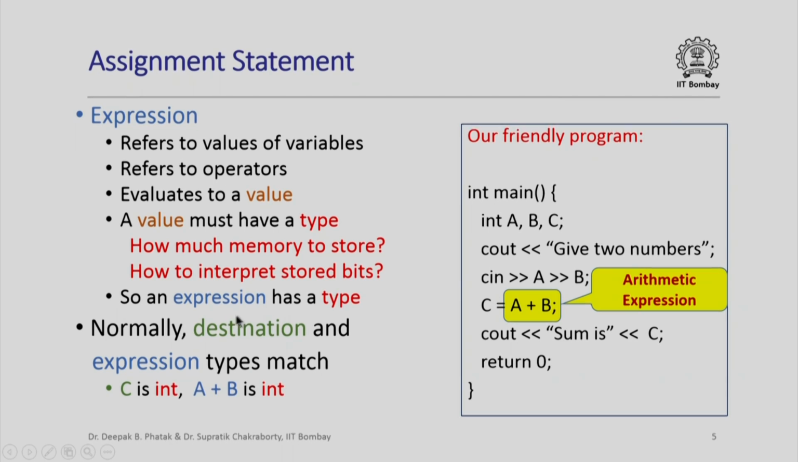Now, normally the destination of an assignment statement, for example C here, and the type of the expression on the right hand side of the equal sign will match. For example, here we have the type of C as int, and the type of the expression A plus B, as we will shortly see, will also be int. So, normally these two types, the type of the assignment and the type of the expression, are going to match.